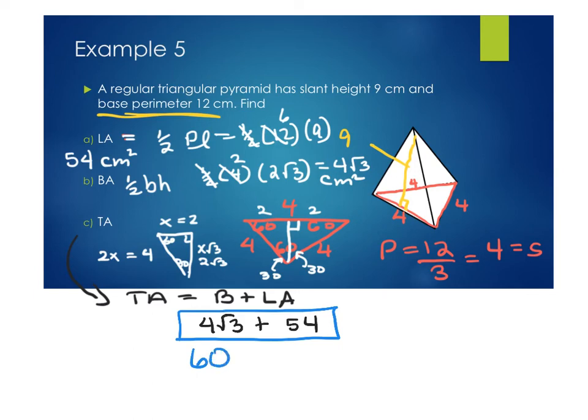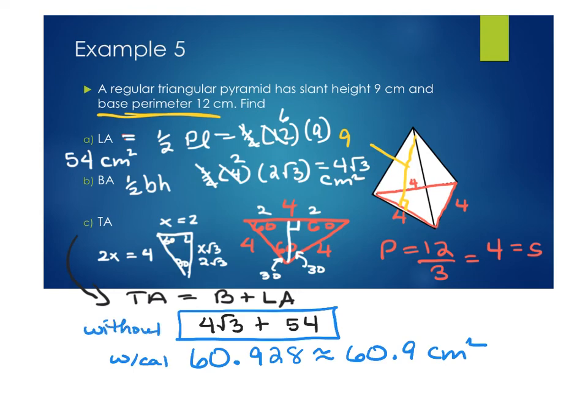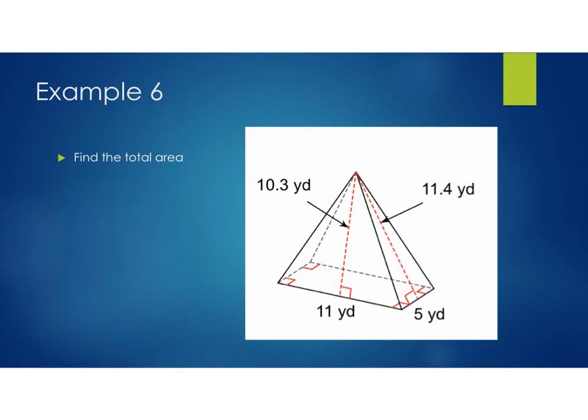So if they ask you to give it in decimal form, you would do it on your calculator, round it to the tenths place, 60.9 centimeters squared. So this would be with a calculator, and this would be without. So be able to do it both ways. We have one more example.